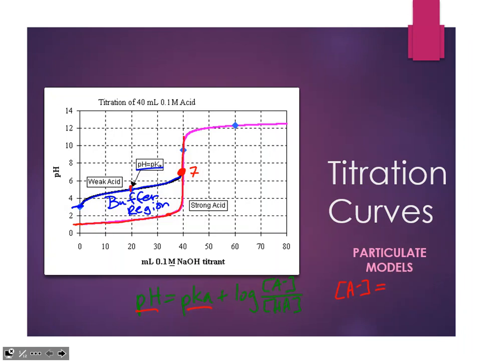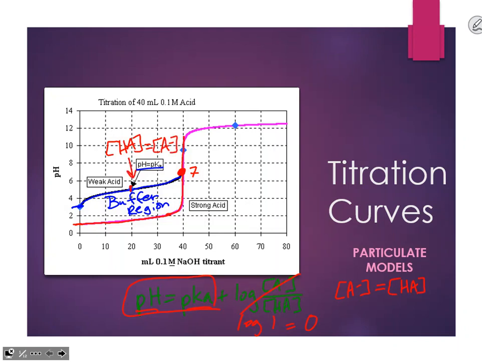Let me rewrite that, it's a little funky. These concentrations are equal because that means this turns into the log of 1. And what is the log of 1? The log of 1 is 0. So this part of the equation wipes out. So what's left? The pH equals the pKa. So at the midpoint of the buffer region, right there, the concentration of your weak acid equals the concentration of your conjugate base right here.